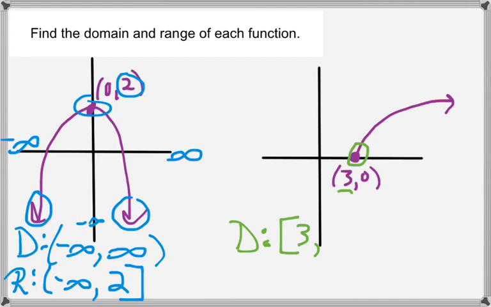And then from there, as we follow it to the right, the x values just keep increasing, and it's going to keep increasing forever to the right, with positive infinity. So basically what we're saying here is the domain is all x values that are greater than or equal to 3.